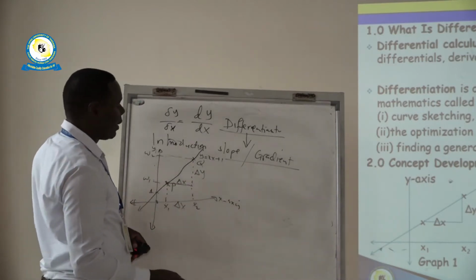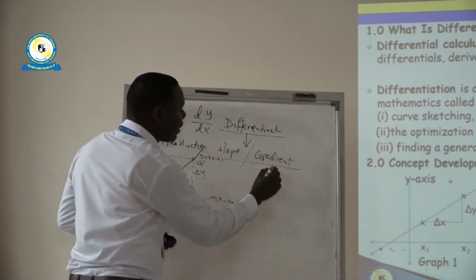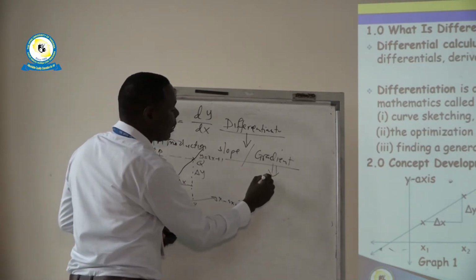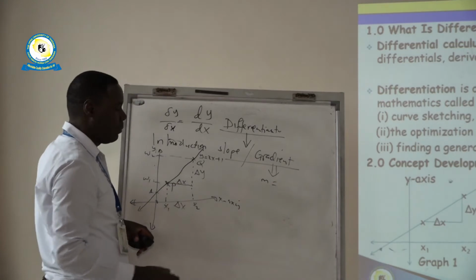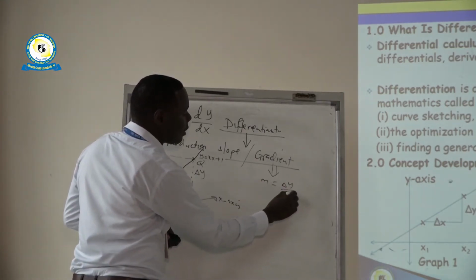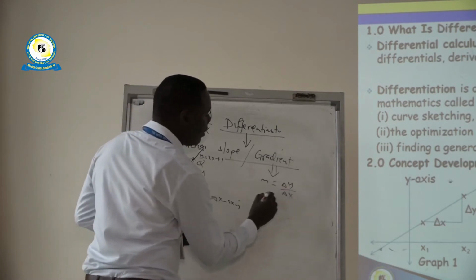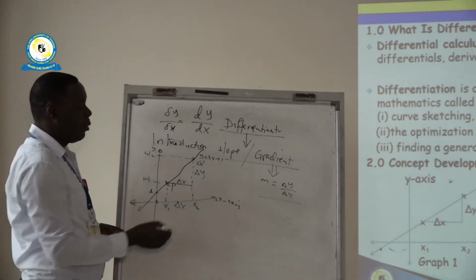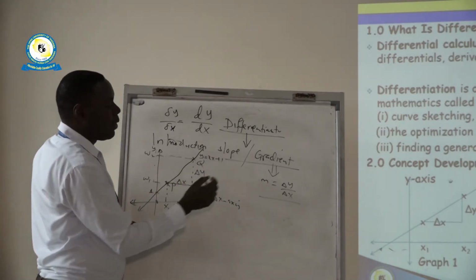Now, when we are looking for the gradient of this line, we say the gradient has the symbol small m, and this is the same as the change in y to the change in x. And now, this becomes the slope of this line. And now, it comes down the other way now.